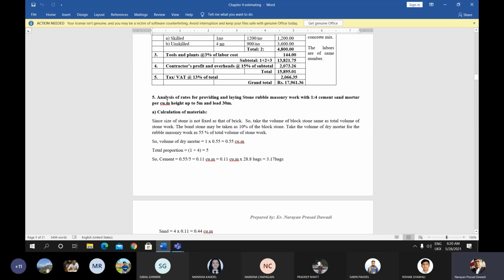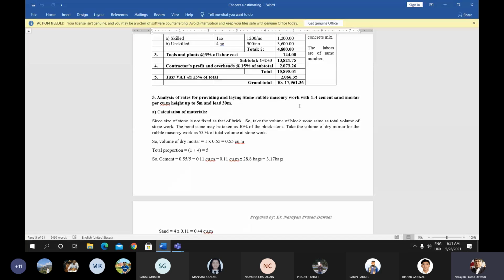So it is given as 1 cubic meter of the stone masonry, which includes the stone, rubble stone, as well as the cement sand mortar. It includes 1 cubic meter. For the 1 cubic meter volume of the masonry stone wall, we should take the bond stone and block stone. Block stone means the stone that is the main part of the wall. That block stone is considered as the same volume of the stone masonry, that is 1 cubic meter.